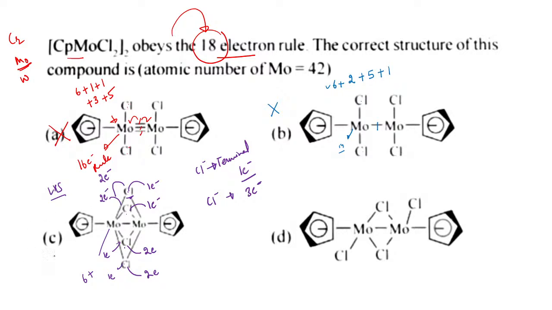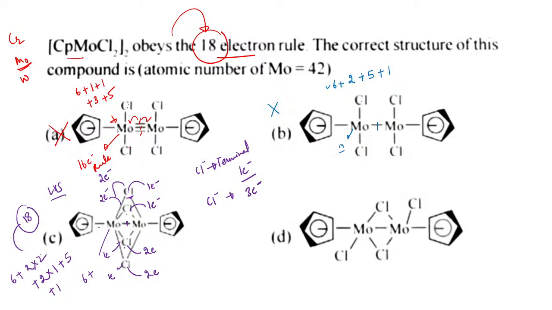Now let's count these electrons. 6 from this metal, then we have 2 chlorines which are 2 electron donors, so 2 into 2. Then we have 2 chlorines which are 1 electron donors, so 2 into 1. Then we have the cyclopentadienyl ligand, so we have hapticity 5. Then we have one more metal bond, so 1 electron from this metal bond. So basically it's 10, 10 plus 5, 15, 16, 17 and 18, so it's an 18 electron system.